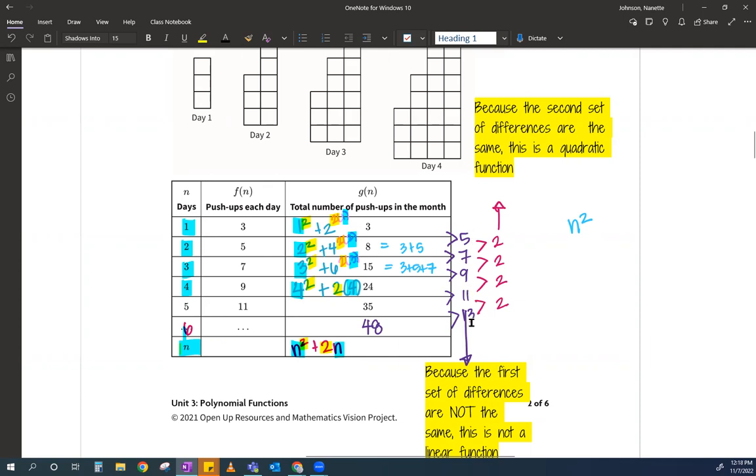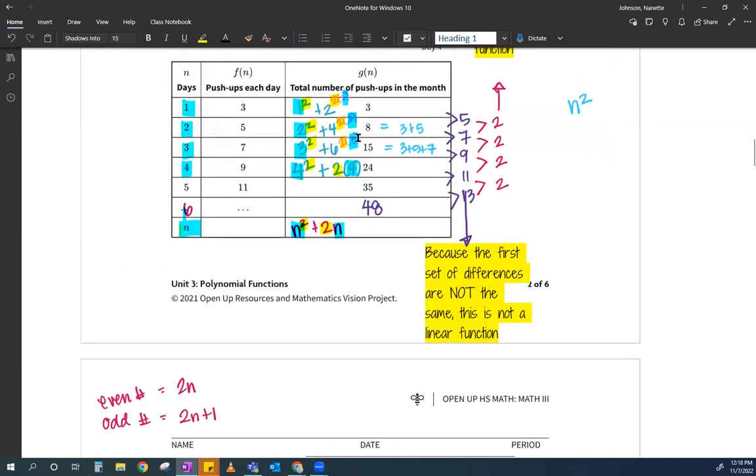Do you guys all hear that? Say that again, Ms. Johnson. So this function turned out to be quadratic. See, quadratic squared. Because the second order of differences was constant, meaning the first order of differences was linear, right? So you're saying because this was linear, then the function was quadratic? Yeah, be more specific. Because the change was linear, then the function is quadratic.